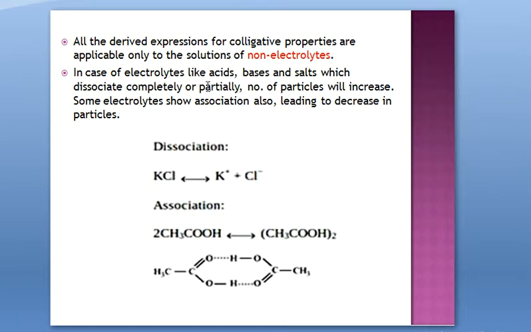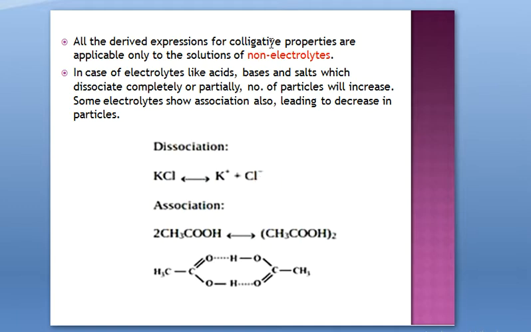In case of electrolytes, which can be an acid, a base, or a salt, these electrolytes dissociate. They dissociate either completely or partially. That's a different thing, whether it's a strong electrolyte or a weak electrolyte. But when they dissociate into their particles, the number of particles will increase. For example, if you add KCl to a solvent to make a solution, when you add one molecule of KCl, it dissociates into 2 particles. When you add 10, they dissociate into 20. So in case of electrolytes which dissociate, the number of particles will increase.